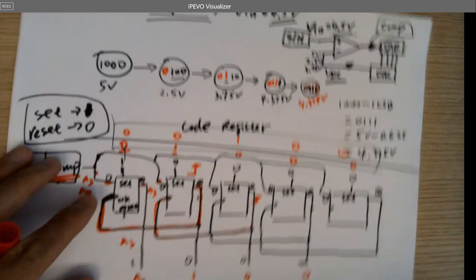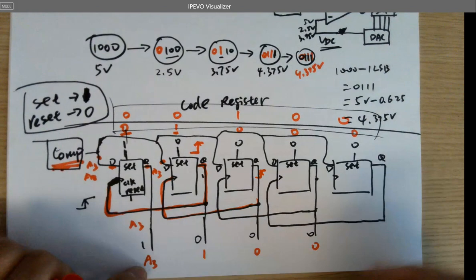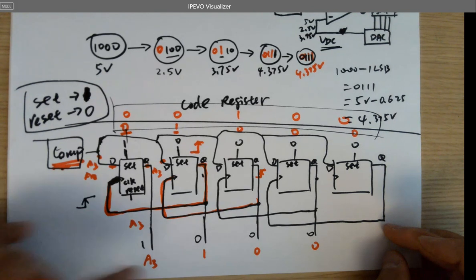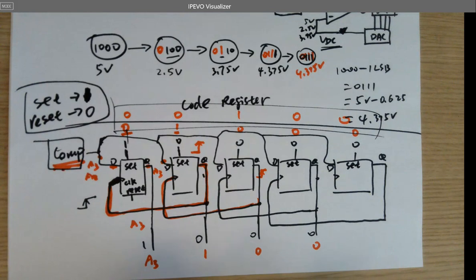However, now let's take a look at A3. Is A3 being changed? Why? I mean, for the circuit, is A3 being flipped? And why?